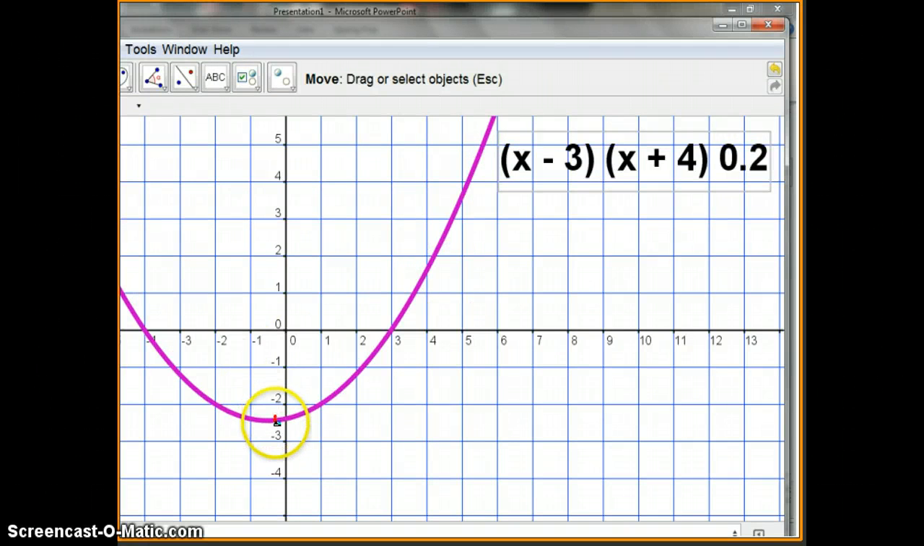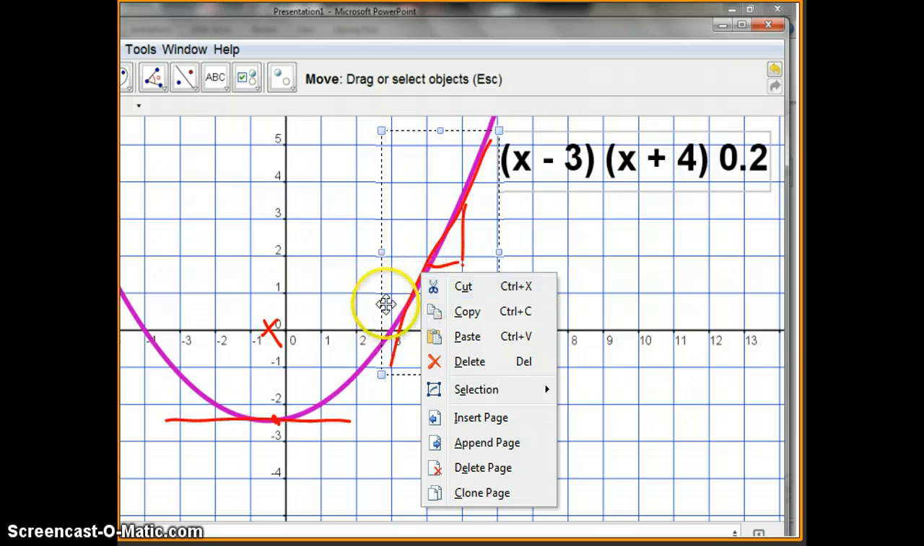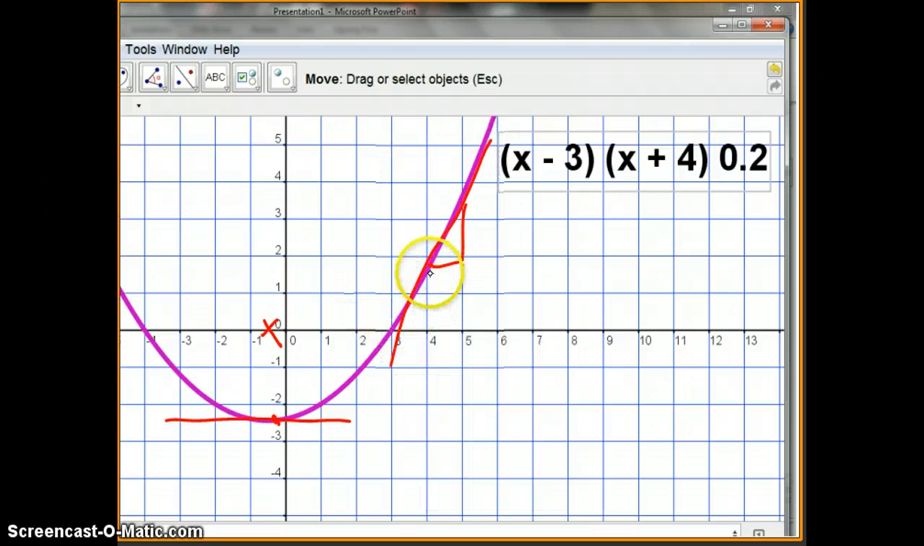Now, let's sketch this. Where is the gradient 0? The gradient is 0 here. Here the gradient's negative, isn't it? And here the gradient's positive. What's approximately the gradient there? 1.5? Maybe 1.5. So at this point, the gradient is 1.5.